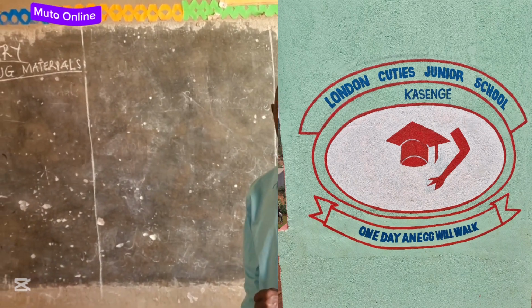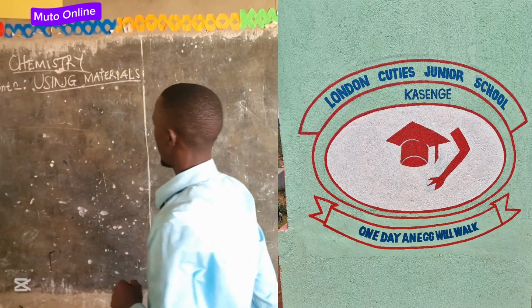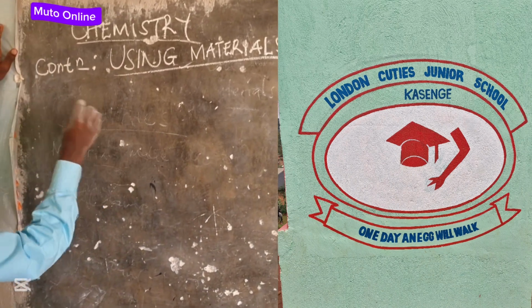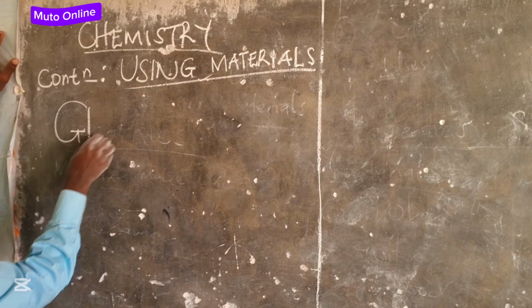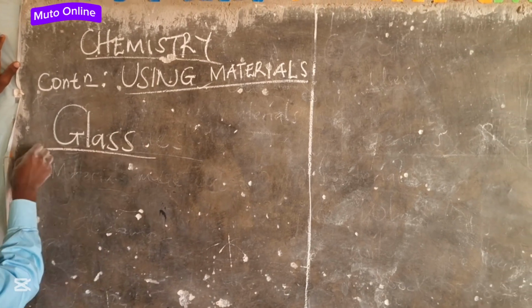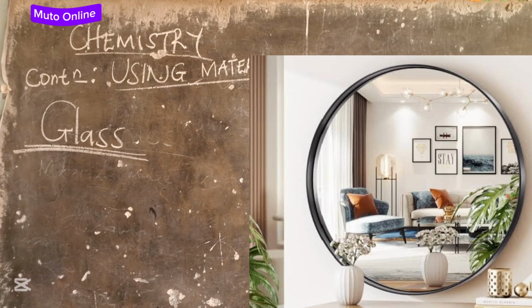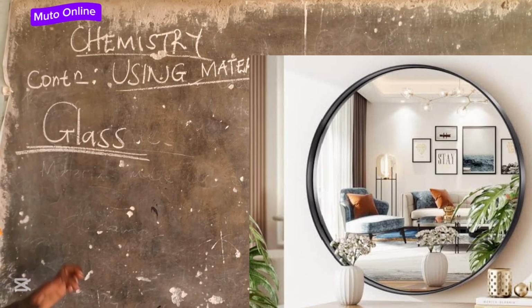It's Mto Online. We are back with our chemistry. The topic is using materials still. We are now looking at another using material called glass. We are going to look at glass as a using material.